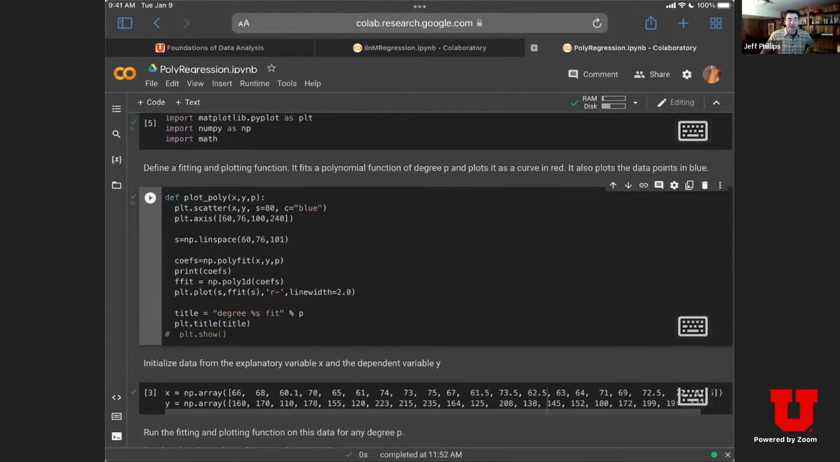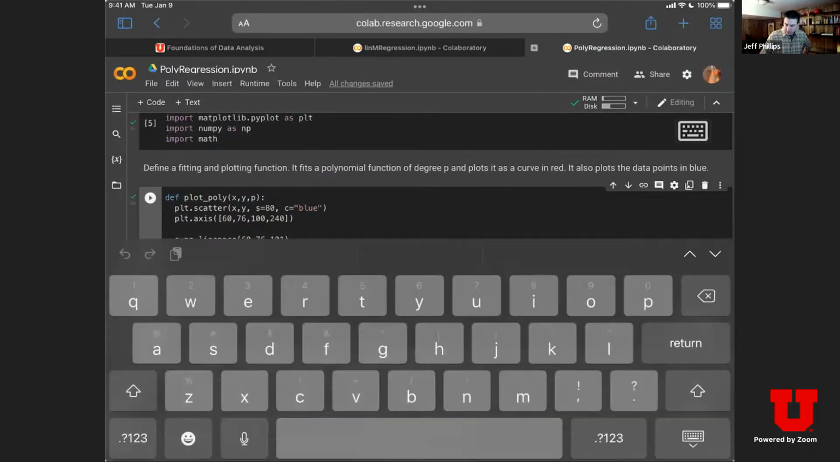You're also seeing how to define a function inside of Python. You do def plot_poly, and it takes in x, y, and p. In this case, x and y are going to be n-dimensional vectors. I don't need to specify n, I just know they're vectors. And p is going to be a scalar, which is the degree of the polynomial. I'm going to plot a scatter inside of here, so I'm going to call this with data. I'm going to do the plotting like we did on Tuesday, and I'm going to call this polyfit function.